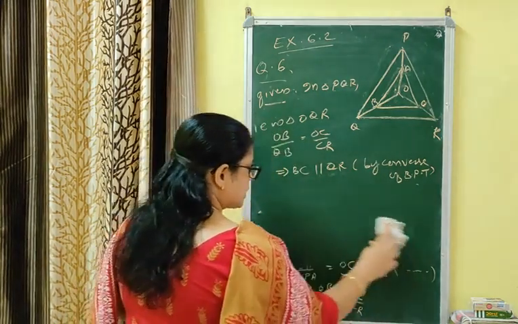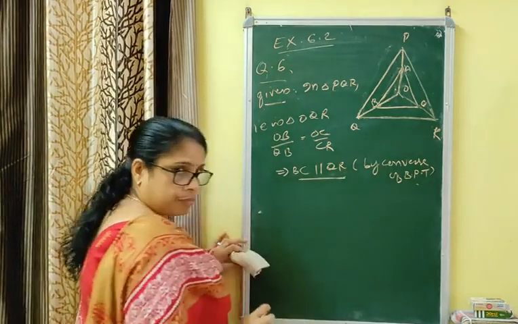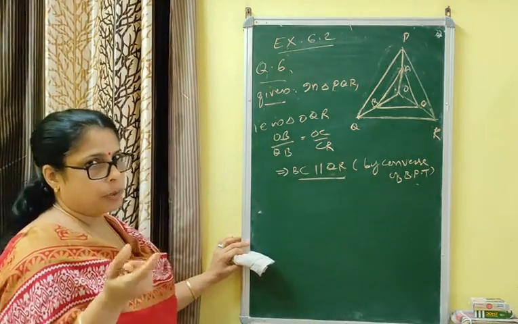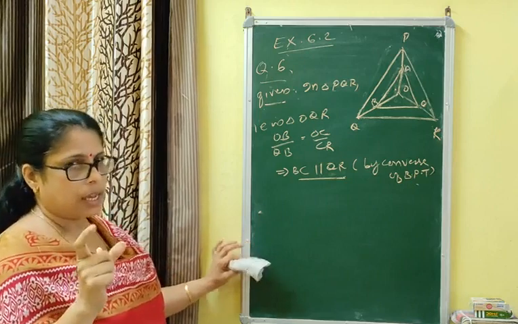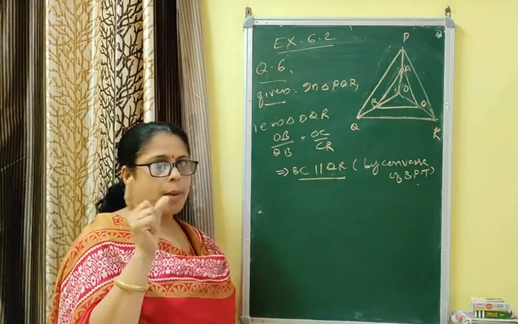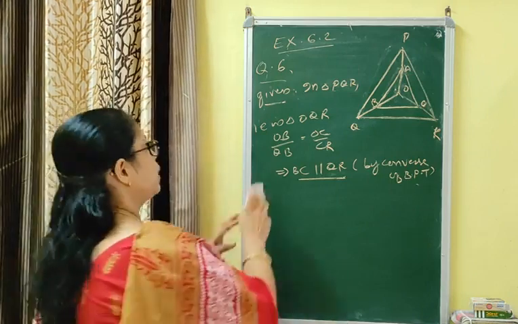That means if a side is given parallel, you can apply BPT. If the sides are not given parallel, but the ratio of sides is given equal, you can apply converse of BPT. Don't get confused. Confusion नहीं आना चाहिए. एक साइड पैरेलल होता है तो आप बीपीटी अप्लाई कर सकते हैं. साइड्स का रेशियो इक्वल होता है, कन्वर्स ऑफ बीपीटी अप्लाई कर सकते हैं.